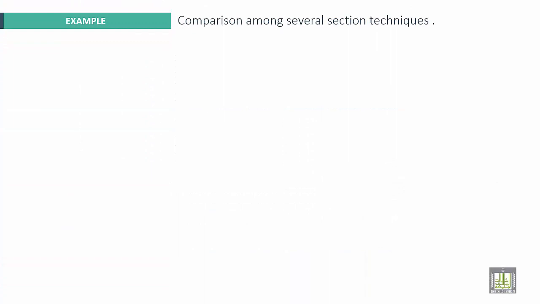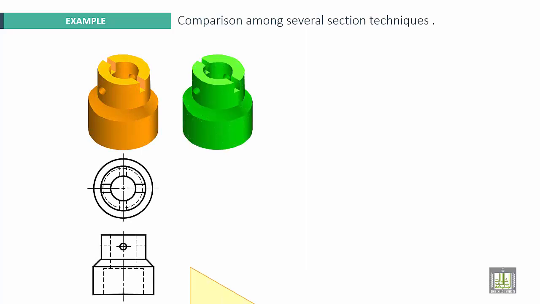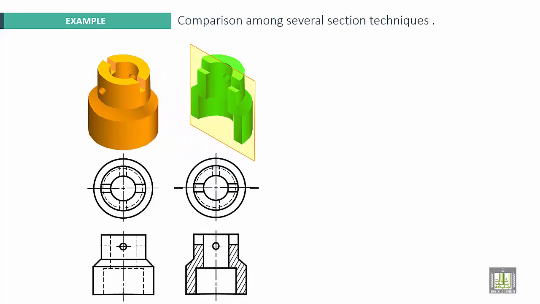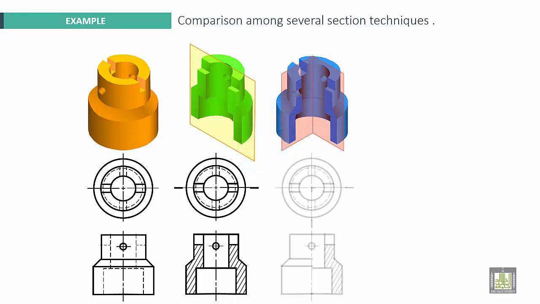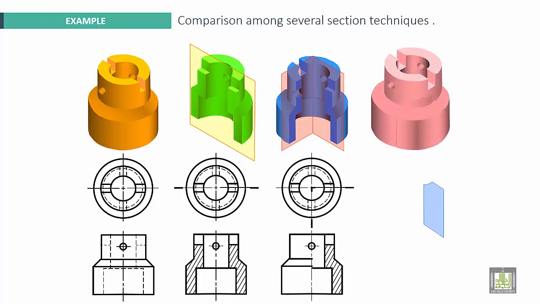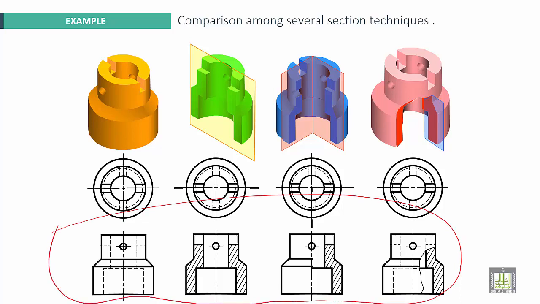One example, comparison among several section techniques. With the same part, here we have full sectional view. With the same part also, this is half sectional view. And here, it is broken out sectional view. We can see the details here in all sectional views.